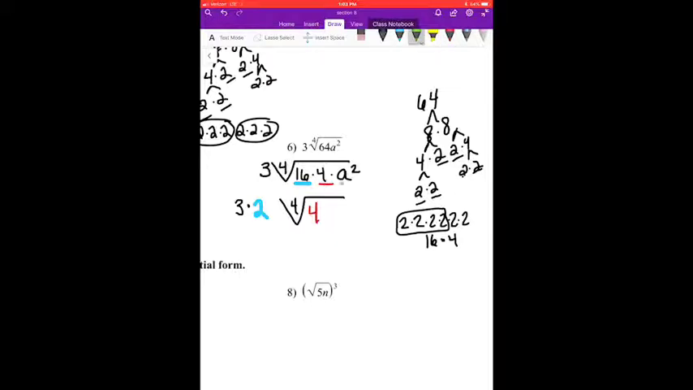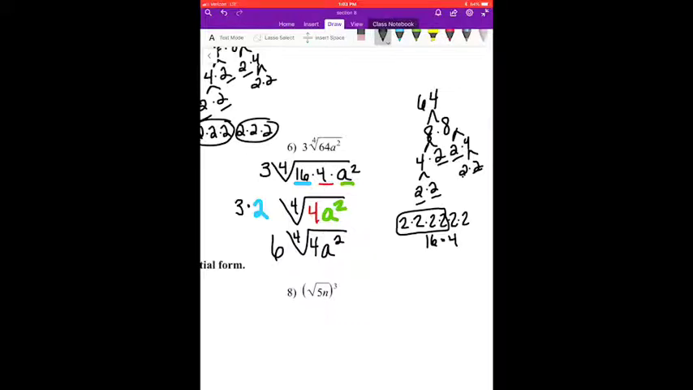And we said a squared isn't either, right? So it has to stay. So my final answer should be 6 times the 4th root of 4a squared. It's kind of cool. I'll underline in different colors and you see where I got what, right? Does that help?